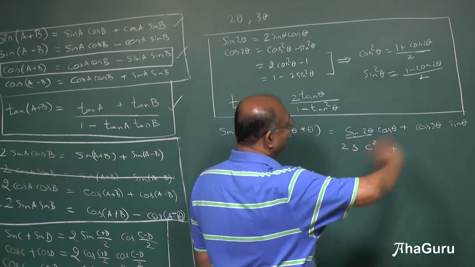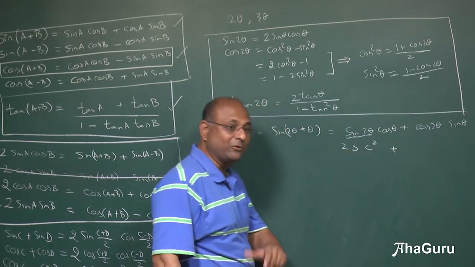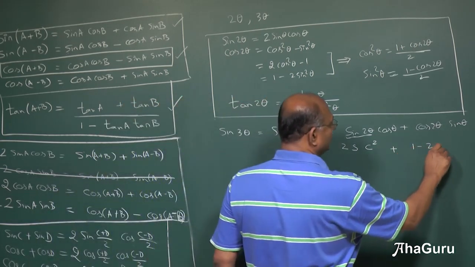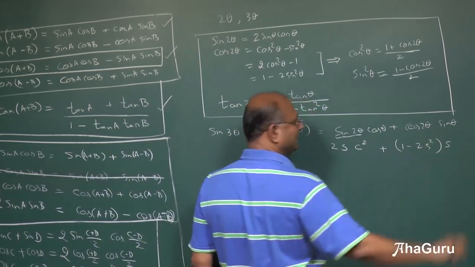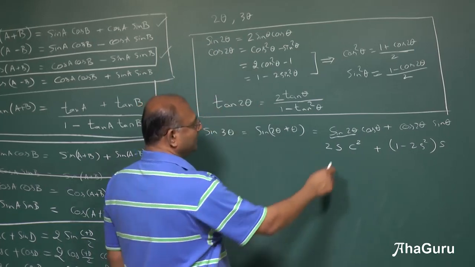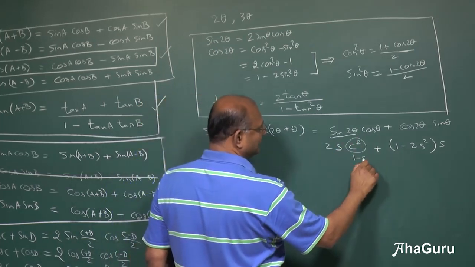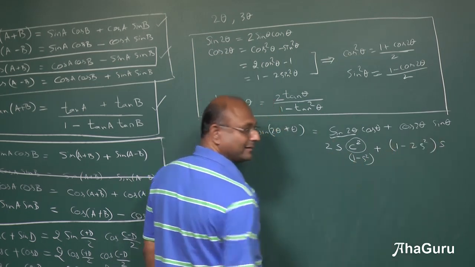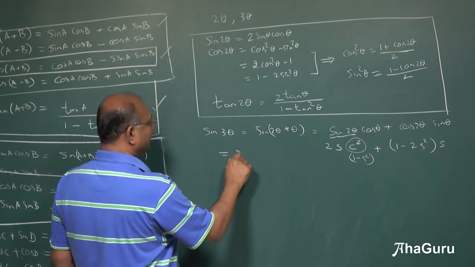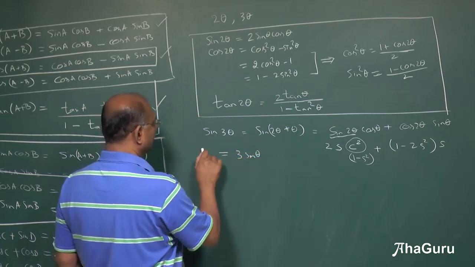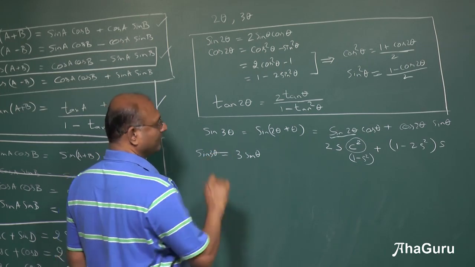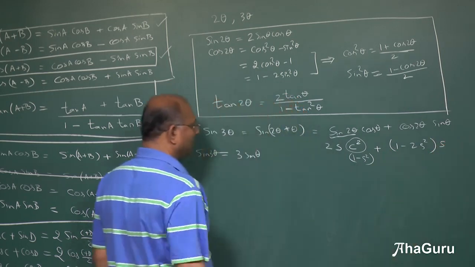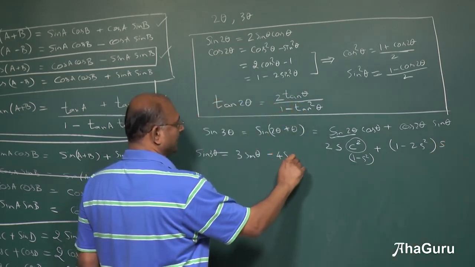Plus, I want everything in sine. So now the cos 2 theta, how do you convert it in terms of sine? 1 minus 2 sine square theta. So 1 minus 2 sine square theta sin theta. But this cos square also you can convert as 1 minus sine square. So can you see that 2 sine, 1 sine. So that's going to give me 3 sine theta. And then I have a minus 2 sine cube, minus 2 sine cube. So minus 4 sine cube theta.